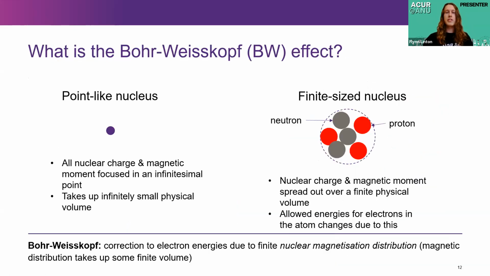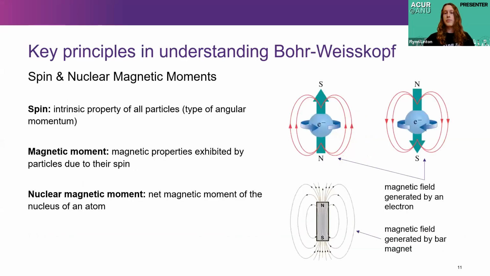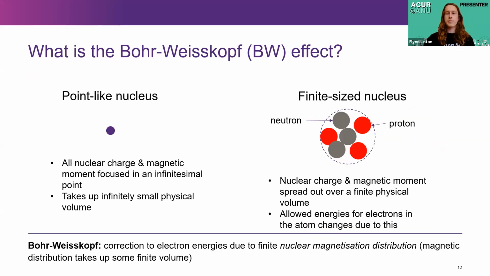But the important thing to know is that because of this wacky property called spin, particles like electrons, protons, and neutrons actually act like little magnets. Oops, gone one too far. So the entire nucleus itself acts as a little magnet, which the electron can interact with, and this actually changes the allowed energies by a very small amount. And that brings us back to the Bohr-Weisskopf effect.